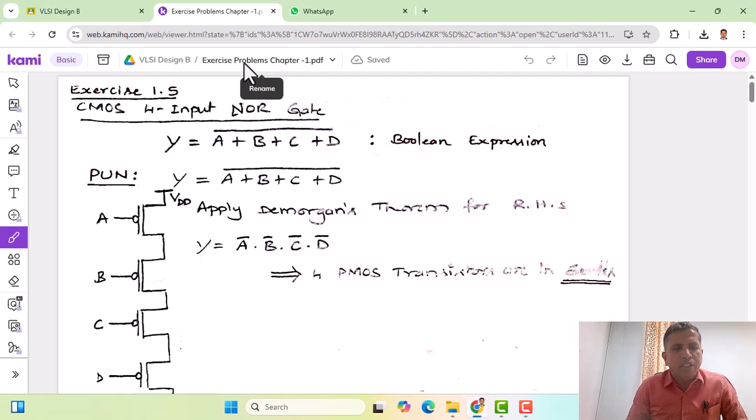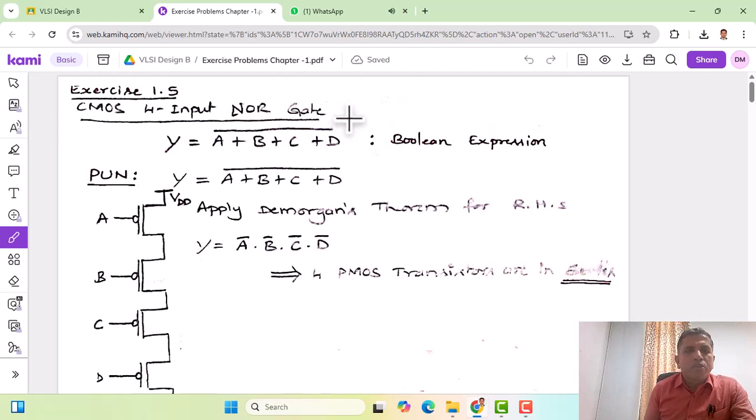So with that, let's move on to the exercise problems of chapter 1 from the textbook Weste. Okay, CMOS VLSI Design. That's going to be the title of the book. So let us take this problem, exercise problem 1.5. In this problem, we were asked to write the CMOS structure for a 4-input NOR gate.